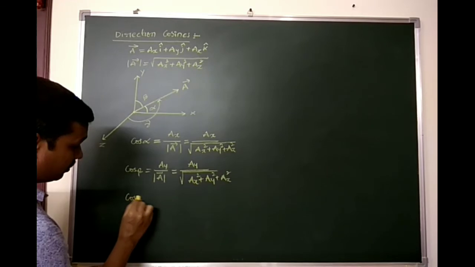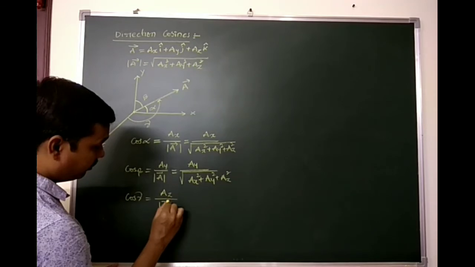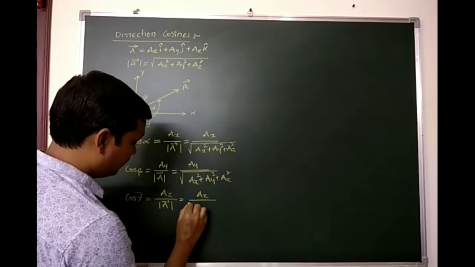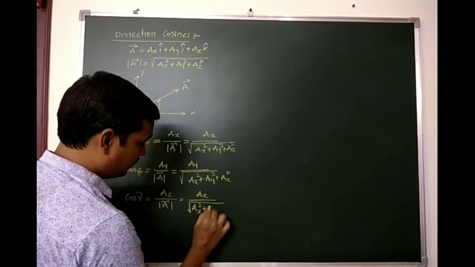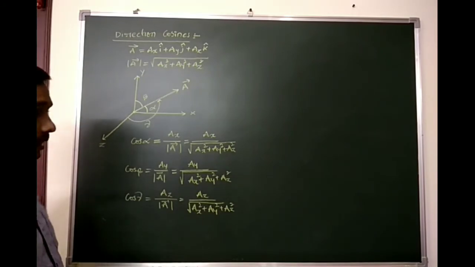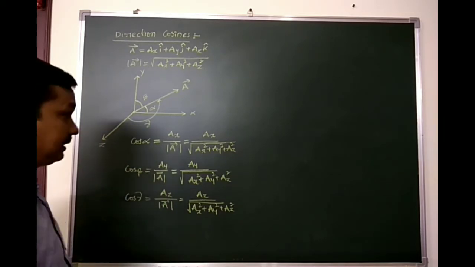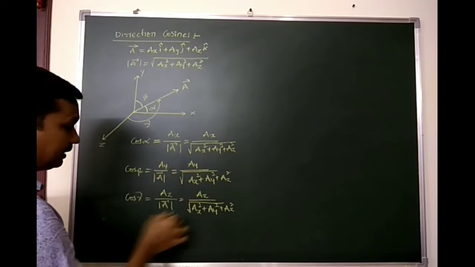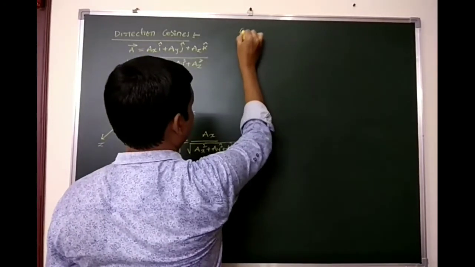Similarly, cos gamma is Az by the magnitude of A, which is equal to Az by root over Ax square plus Ay square plus Az square. These are called direction cosines along the x-axis, y-axis and z-axis. If it is along the x-axis, this is the formula. If it is along the y-axis, this is the formula. If it is along the z-axis, this is the formula. Now we have a small relation for that.